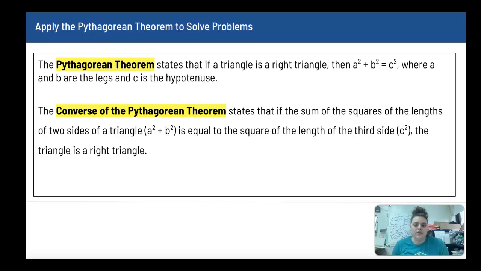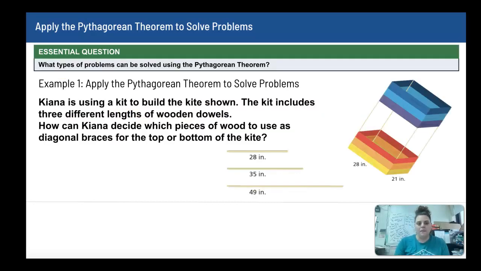The converse states that if I can plug the numbers into a squared plus b squared equals c squared, then it is a right triangle. So our central question is, what types of problems can be solved using the Pythagorean theorem? Let's look at our first example.